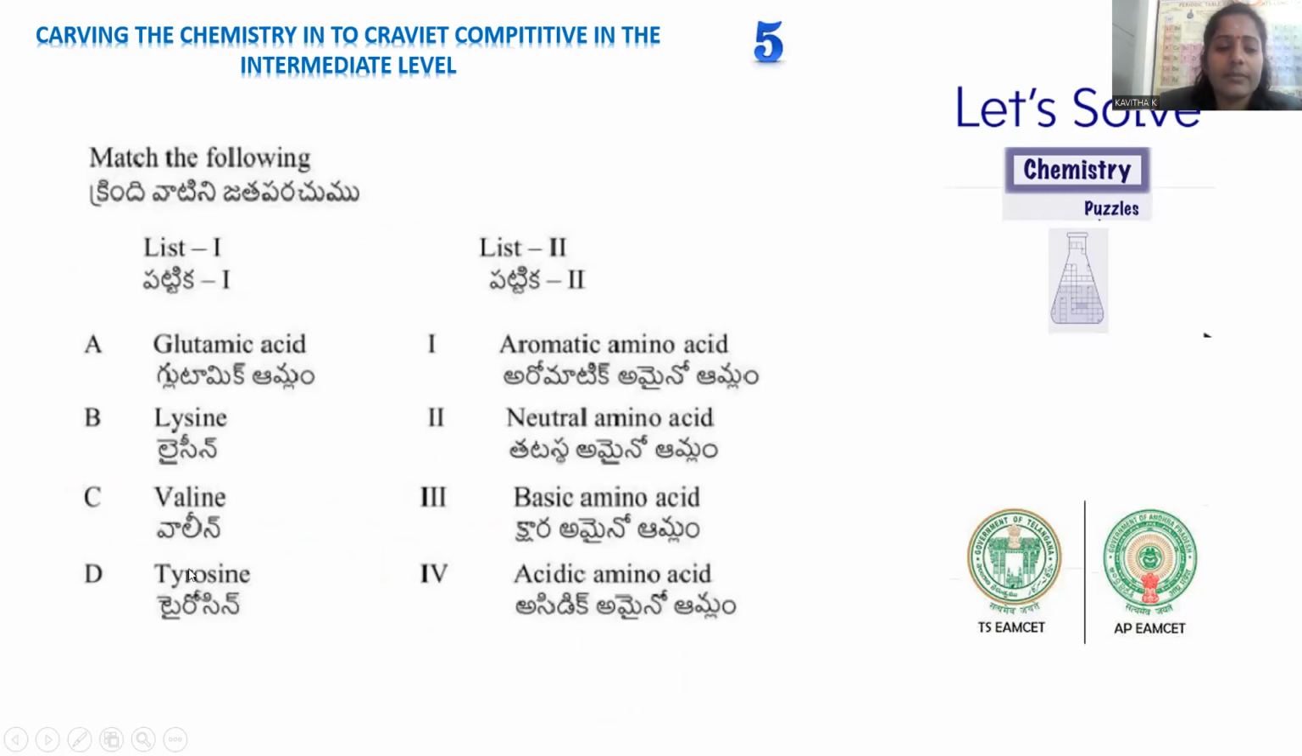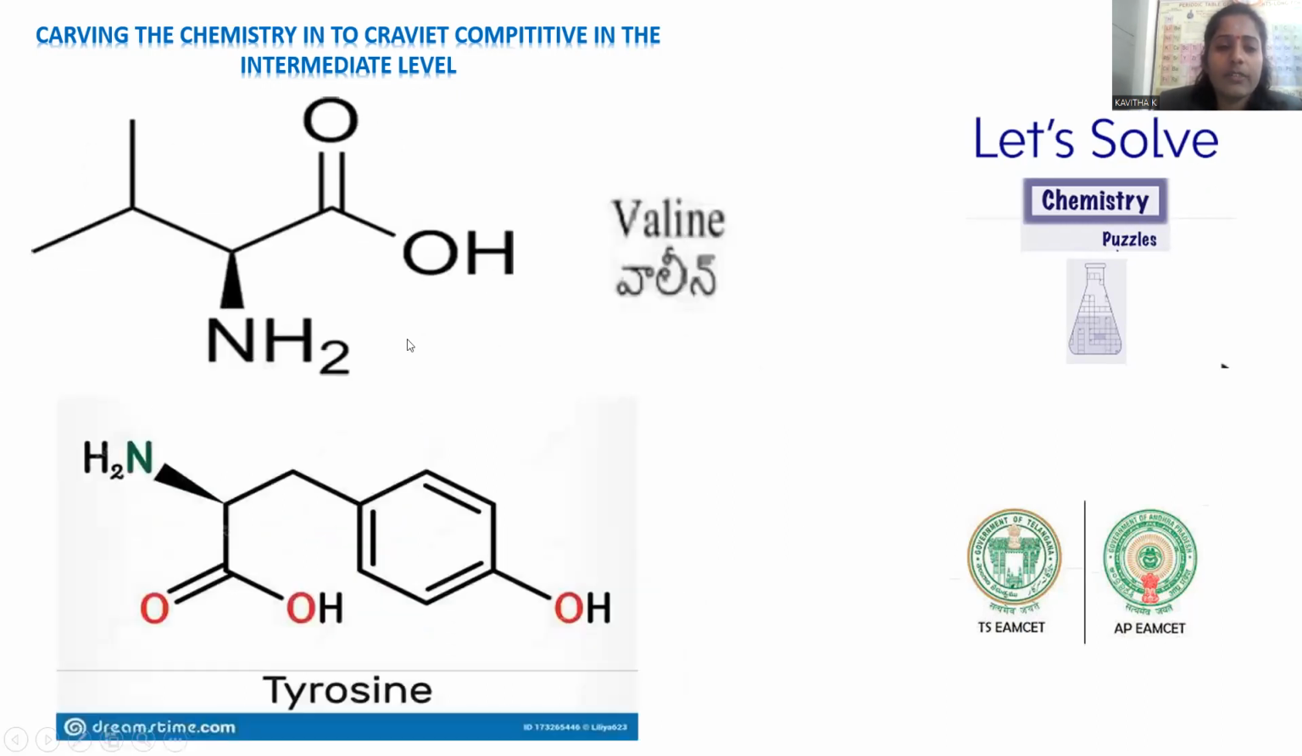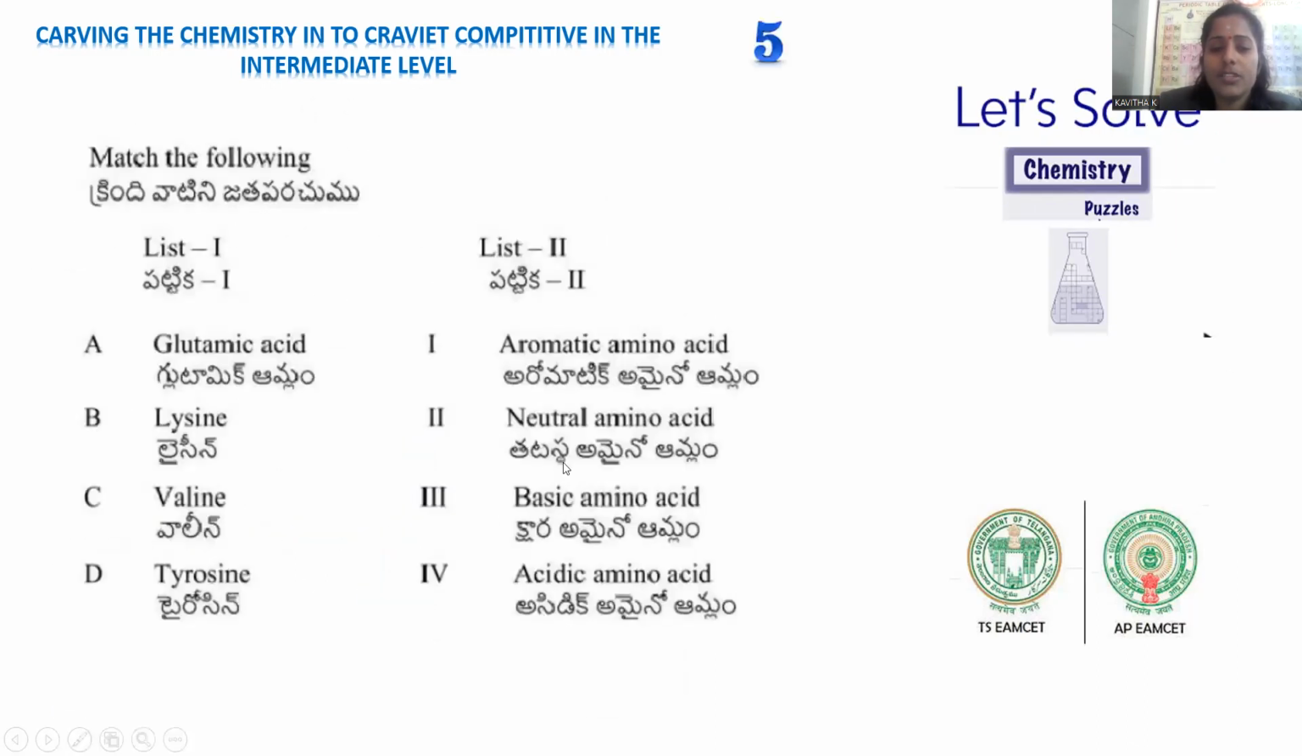And another, valine. Valine is the neutral one, where you can find one COOH with one NH2. And the side chain is the isopropyl. So that we can see neither acidic nor basic, rather it will be neutral, because the nature of the base is compensated with the nature of the carboxylic acid. Hence, valine is the neutral one. Neutral is also there, tatastha amino amla.